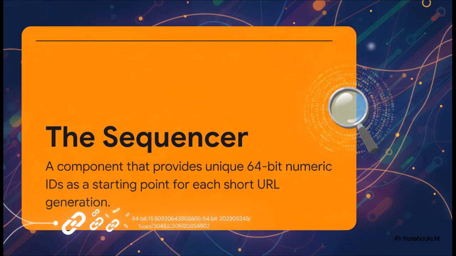So trick number 1. Every single time a new long URL comes in to be shortened, it gets a unique ID number. This number comes from a special component called a sequencer. You can think of it like a global ticket dispenser at a deli, but one that never ever runs out of numbers. This is what guarantees that no 2 links ever get the same short code. It's the absolute foundation of the whole thing.